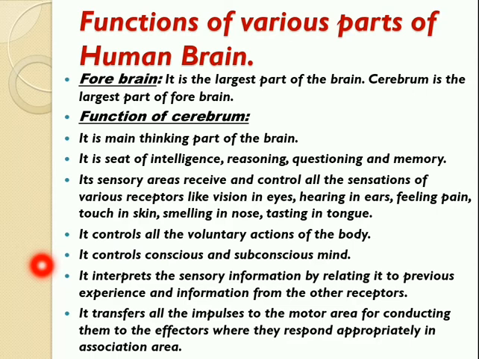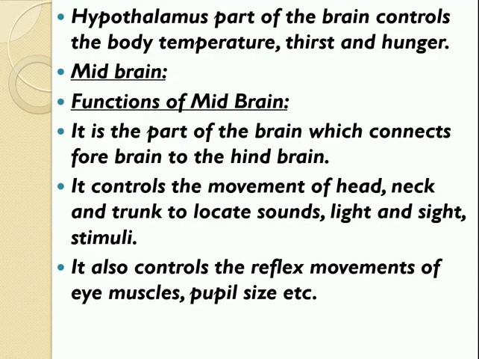It interprets the sensory information by relating it to previous experience and information from the other receptors, and then generates the command or order to the effectors to respond to that particular stimulus. Then it transfers all the impulses to the motor area for conducting them to the effectors where they respond appropriately in the association area. The hypothalamus part of the brain controls body temperature, thirst, hunger, and many more functions.